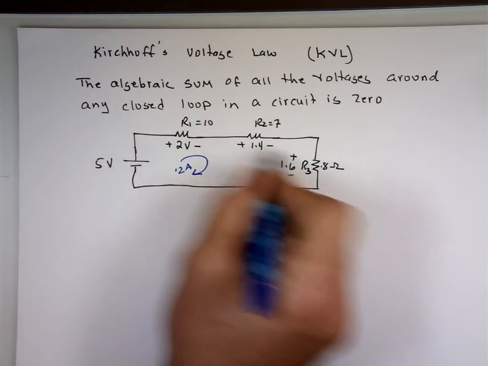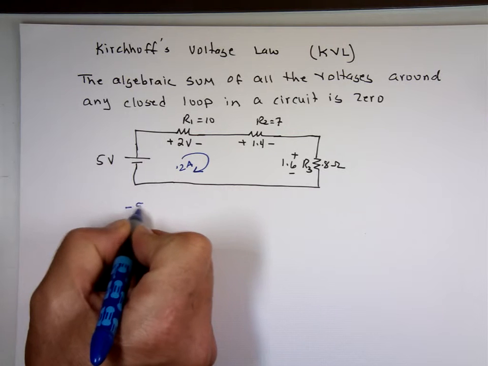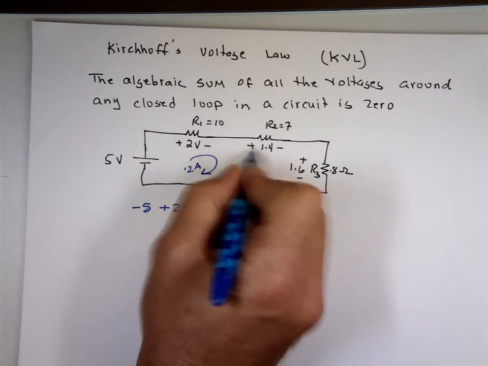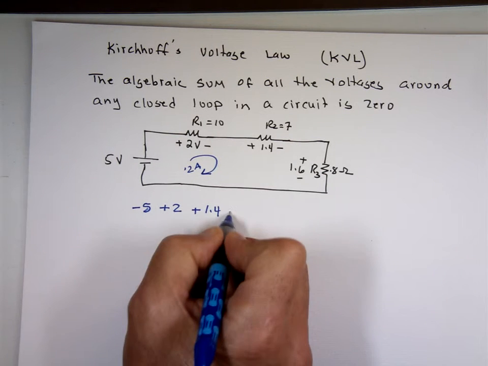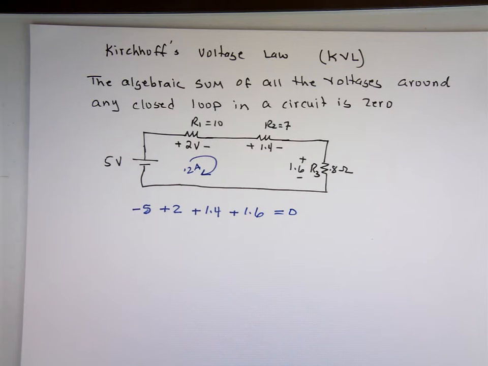So here we go. Let's add the voltage in the closed loop. Minus to plus, that's a minus 5. Plus to minus, that's plus 2. Plus to minus, that's plus 1.4. And plus to minus, that's plus 1.6. Does that equal 0? Yes, it does. Sum of the voltage in a closed loop, if you go around the path in a closed loop, the result is 0.